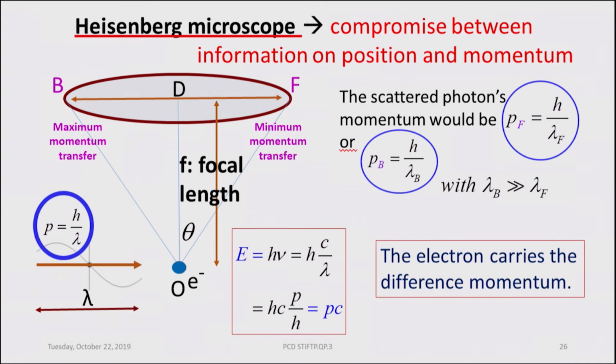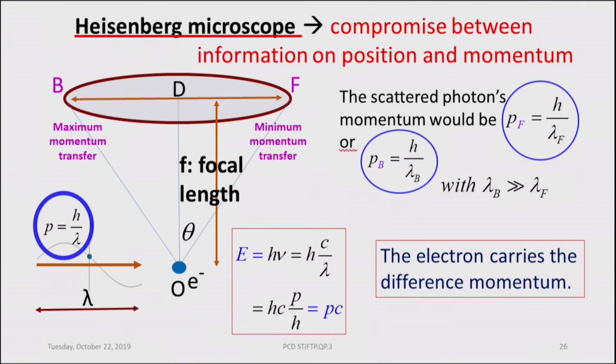So, depending on whether you see it in the direction of F or B, it will have a different momentum, which is either Pf or Pb, and P being h over lambda, you have the two possible wavelengths, lambda f and lambda b, and lambda b will be much greater than lambda f, depending on the minimum momentum transfer and the maximum momentum transfer, right. So, momentum and wavelength have a reciprocal relationship.